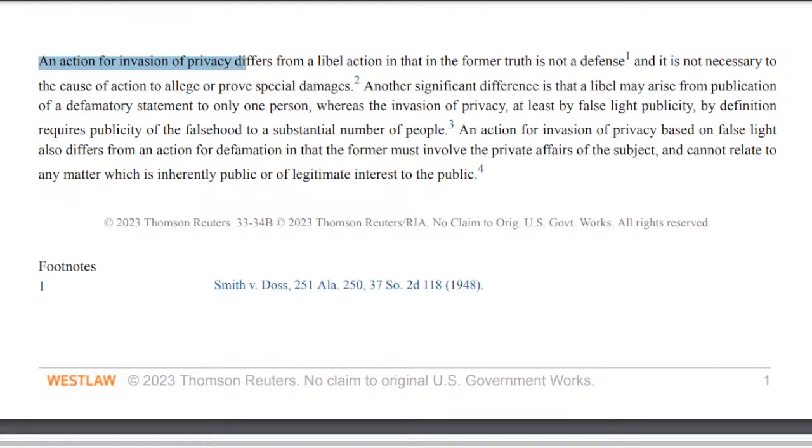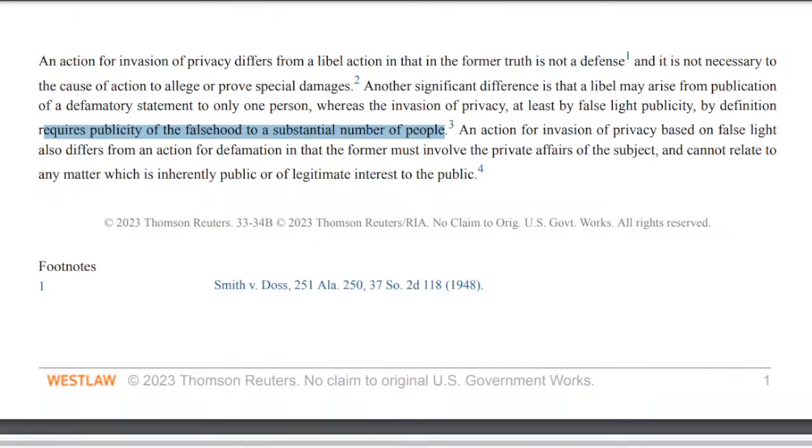An action for invasion of privacy differs from a libel action. In what way? The former, the invasion of privacy action, is not a defense. And libel's a defense, huh? And it is not necessary to the cause of action to allege or prove special damages, whereas in a libel action, you do. Another significant difference is that a libel may arise from publication of a defamatory statement to only one person, whereas the invasion of privacy, at least by false light publicity, by definition, requires publicity of the falsehood to a substantial number of people.